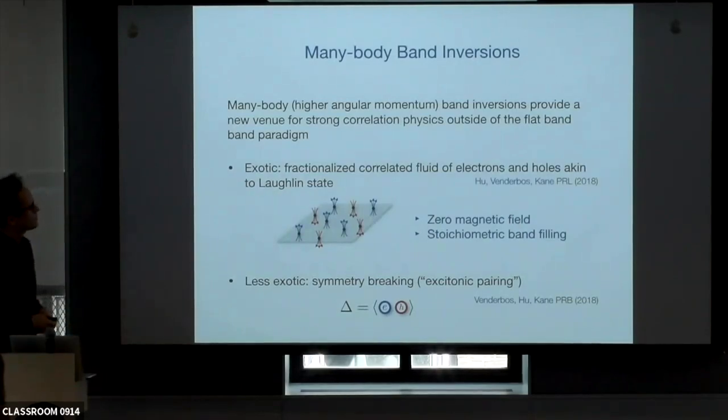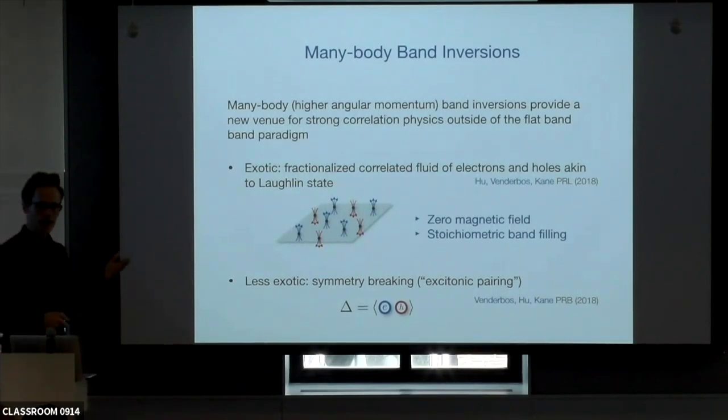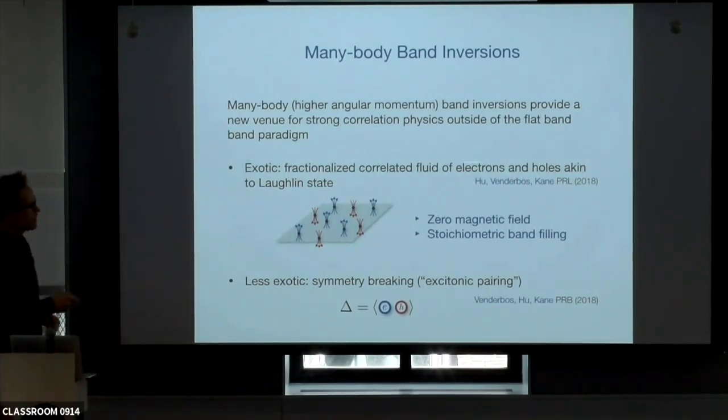And so here I want to propose such type of band inversions as a venue for correlated physics, and more broadly propose that it might be a new paradigm for studying interacting phases, and in particular topological interacting phases, beyond the flat band paradigm, which in the next slide I'll argue is sort of the opposite limit of the band inversion paradigm. So in particular, I'll talk about two possibilities for correlated behavior. One exotic, which is a fractionalized correlated fluid of electrons and holes. And I would argue that this state is akin to a Laughlin state. And the essence of our proposal is a many-body wave function that should describe this phase.